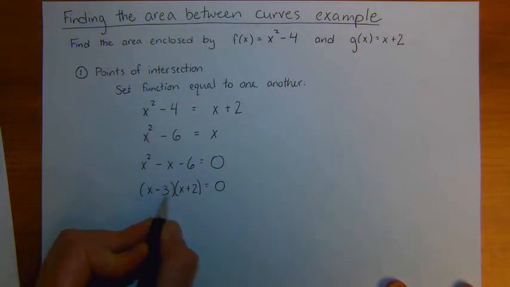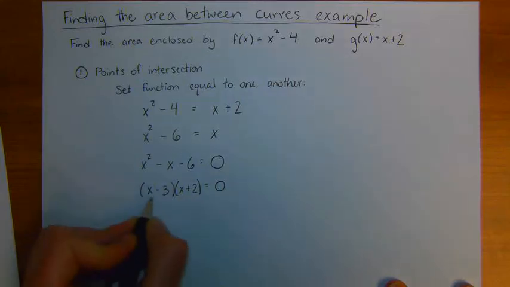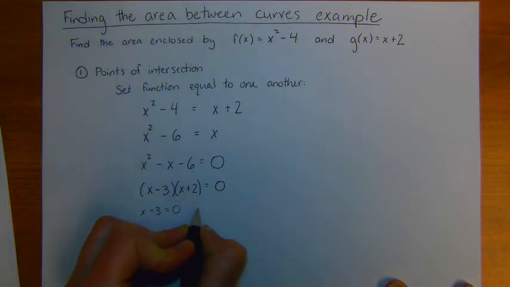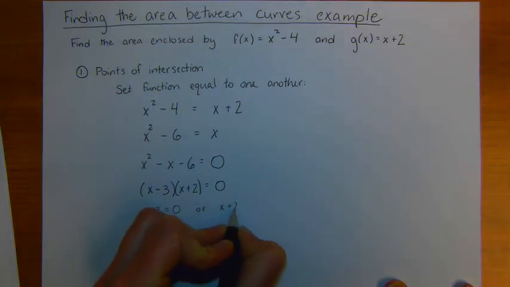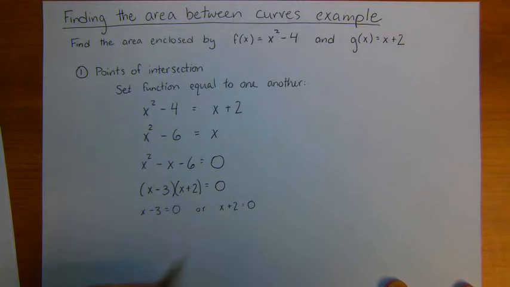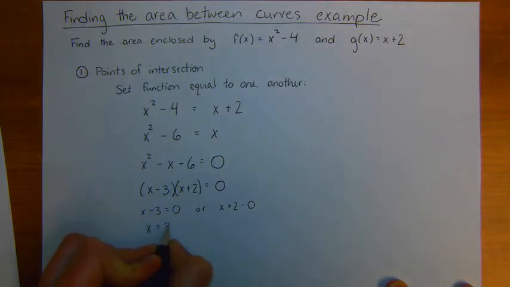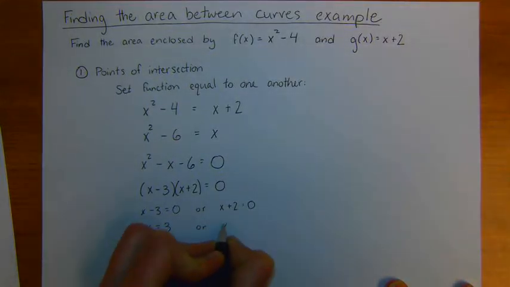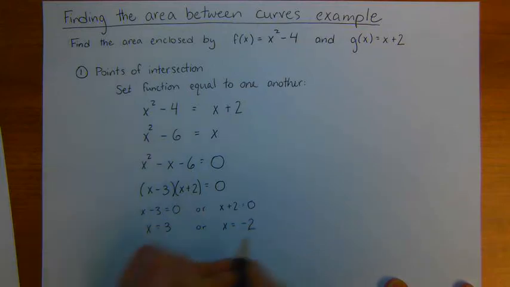So this means that in order for this expression to be equal to 0, either x minus 3 is equal to 0 or x plus 2 is equal to 0. So I get two solutions. I get the solution x equals 3 or x equals negative 2.